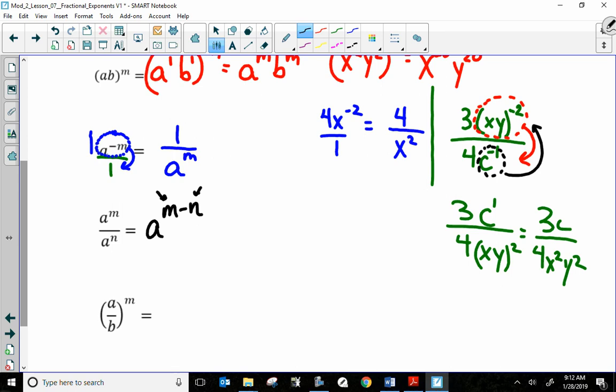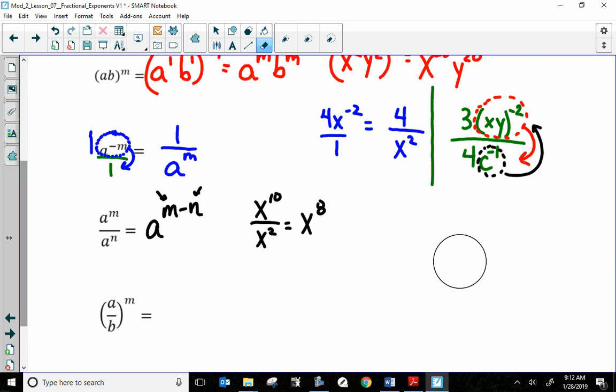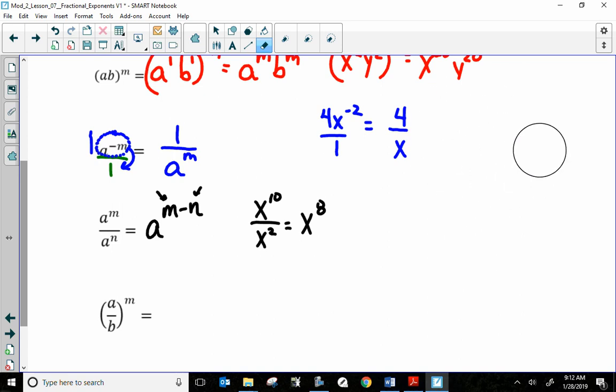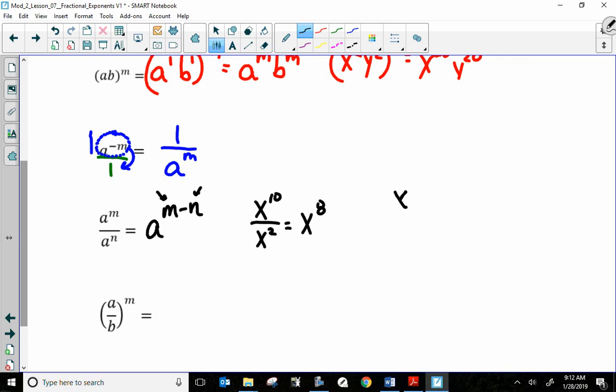So an example, if I have x to the 10 over x squared, I subtract them, and I get x to the 8. All right? That's one way of doing this. The second way is just simplifying your fraction. If I have the same problem, well, 2 of these x's cancel with 2 of these, and I end up with 8 left. That's why this works. I just like to cancel.